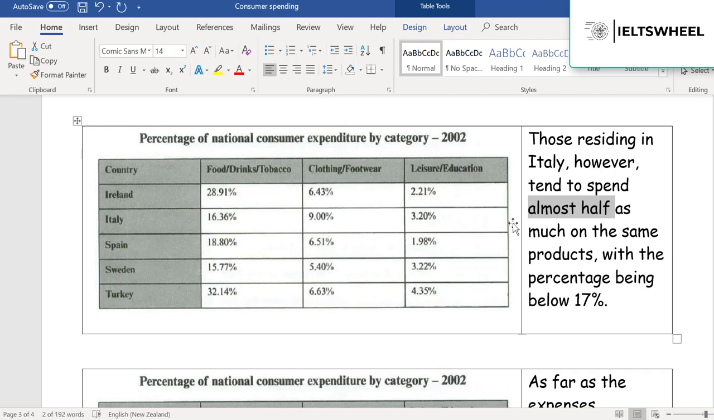because just try to see the difference between 28.91% and 16.36%. As much on the same products, with the percentage here being below 17%. Now here I'm trying to be very careful. I don't want to write 17.36%. I just want to write below 17%. Okay, and here I try to focus on the structure. So comma and then with the percentage and then being. So use ing, being below 17%.